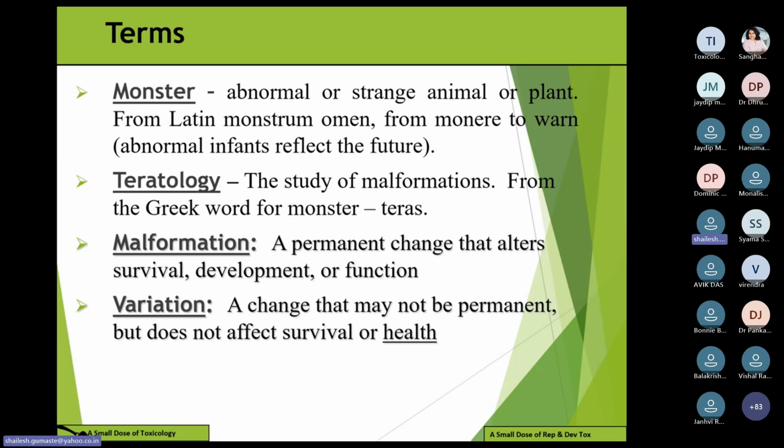What are the terms used in the listing? What is a variation? What is a malformation? The permanent change that alters the survival or development of the offspring is called a malformation. A change that may not be permanent and does not affect survival is called a variation. Teratology means the study of malformations, from the Greek word teras, meaning monster. Now we are going to show some photographs of external, visceral and skeletal malformations.